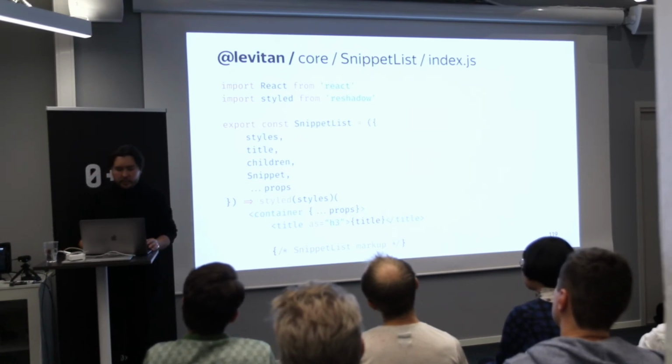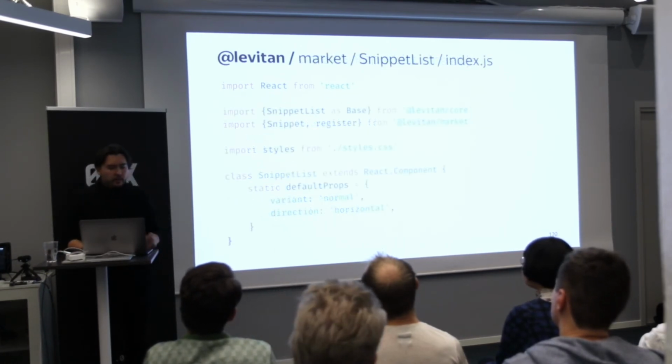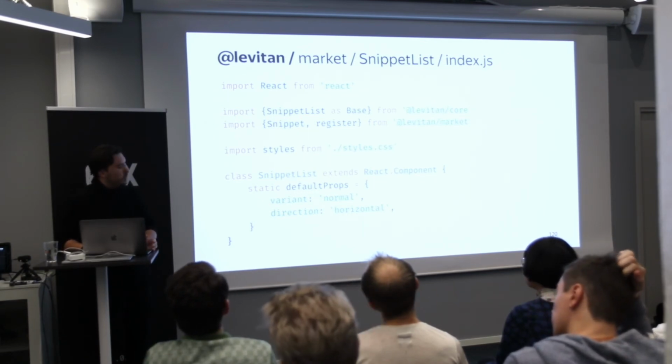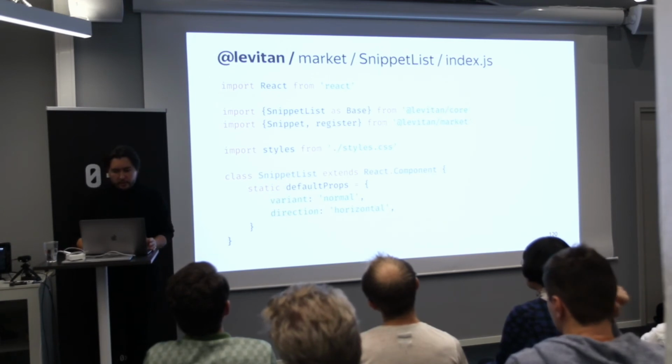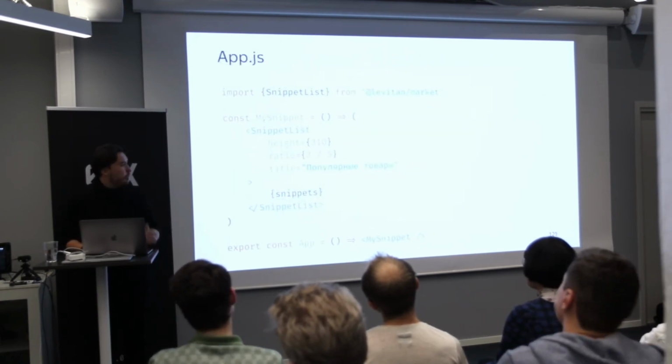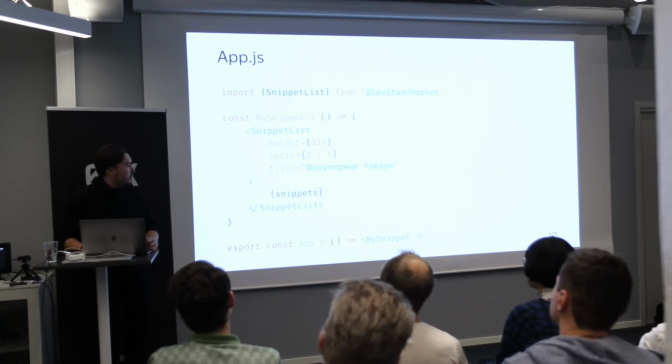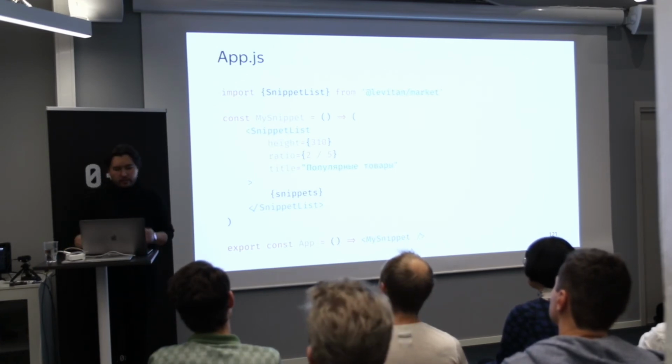And after that, for example, for the market service or for any other service, you can get that component and register it in your registry. And after that, for example, if you have an application that contains some snippet lists, and in real life there are a lot of snippet lists in the app.